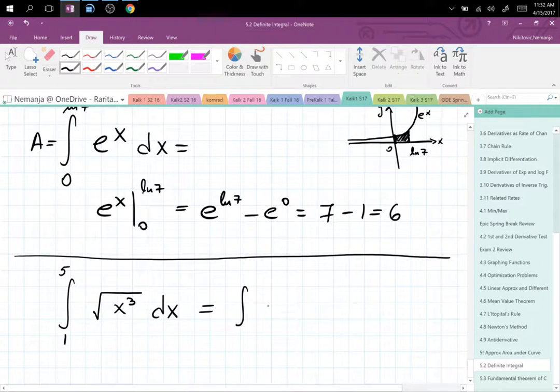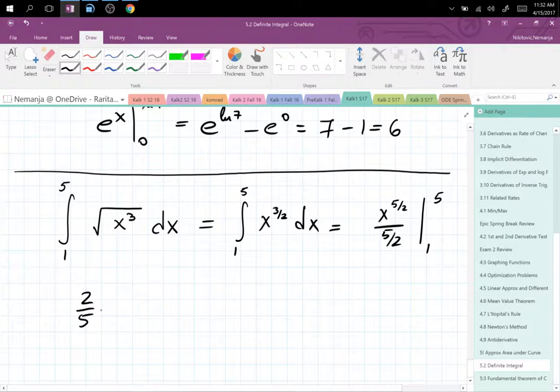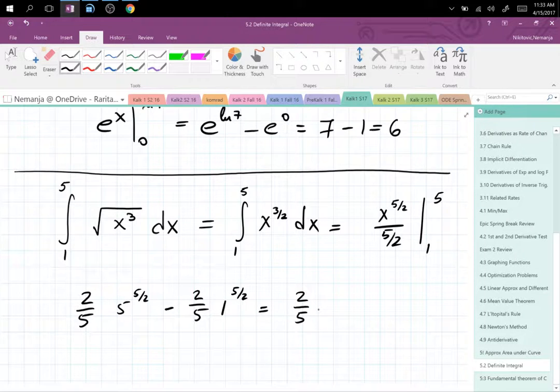So we are going to rewrite this problem as x to the 3 halves dx from 1 to 5. And then we are going to add 1. So x to the 5 halves over 5 halves. And then we don't have plus c, we have now the evaluation from 1 to 5. So this becomes 2/5 times 5 to the 5/2, minus 2/5 times 1 to the 5/2. I could have chosen a better number, but such is life. And so the 1 to the 5/2 is 1, so that's easy. The answer is 2/5 times 5 to the 5/2 minus 2/5. If you want the decimal, you can use the calculator, but no one cares. That's exact, and you can figure out decimals if you want to.